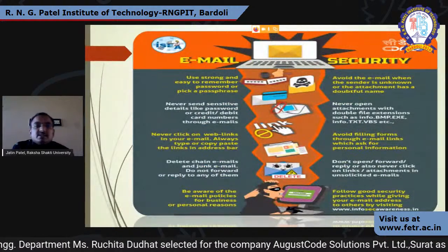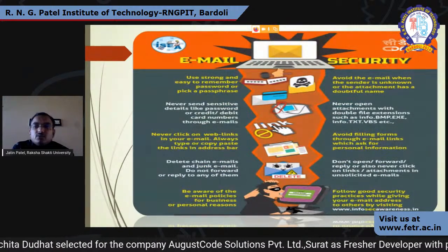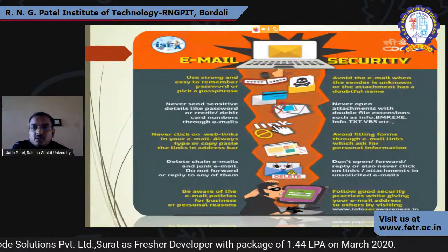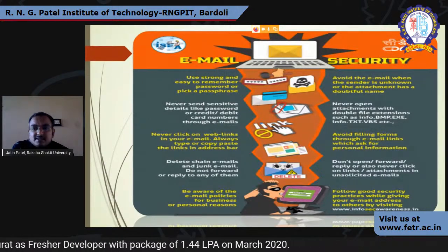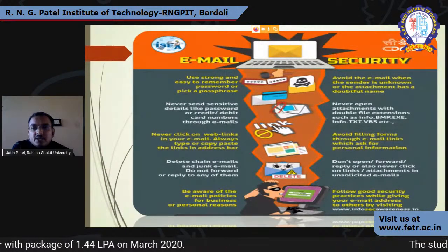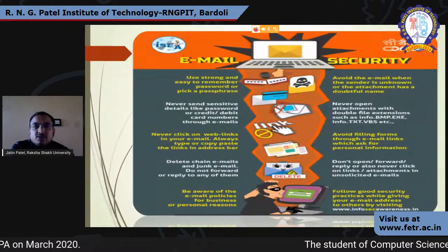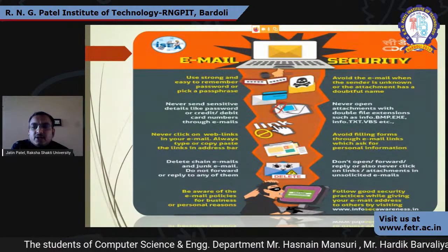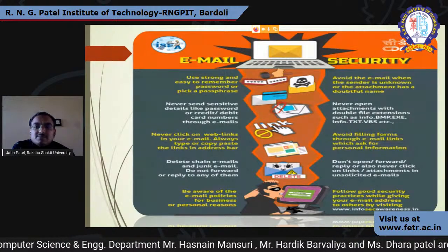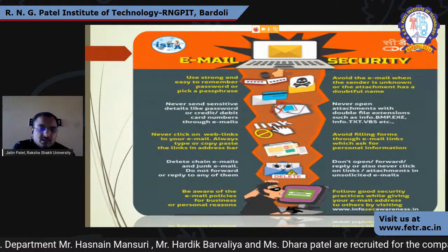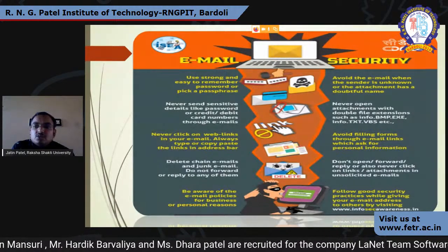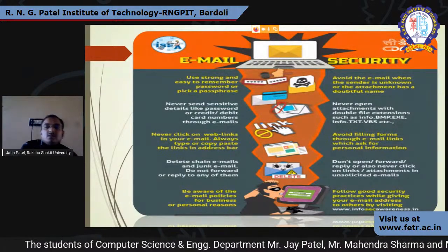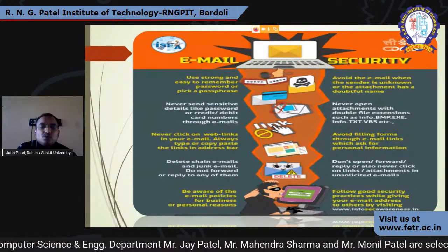Last one, that is email security. Avoid filling forms through email links which ask for personal information. Never open an attachment with a double file extension. Normally we all know that a file may have a single extension like .doc, .dmp, .exe or something like that. But some malicious files are used with a double extension. So whenever you get such a file stored with a double extension, don't open it.